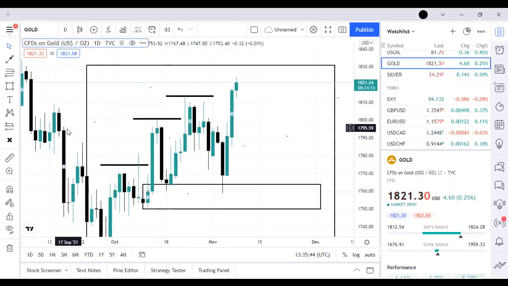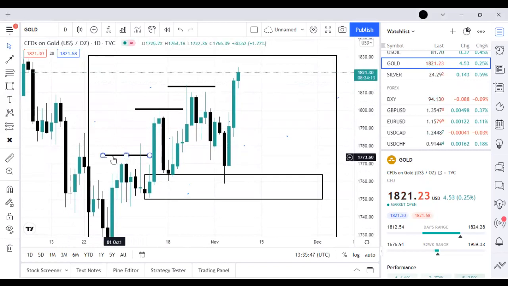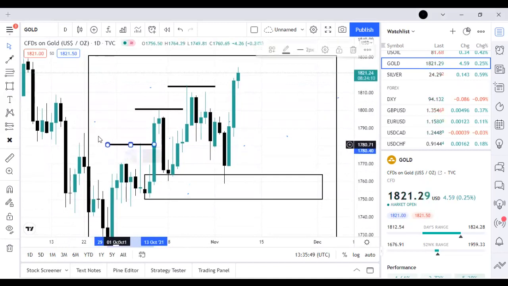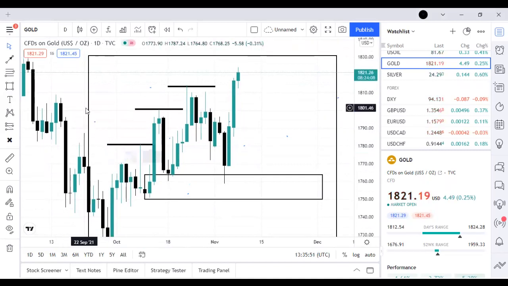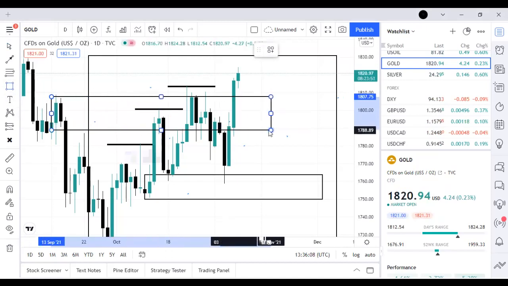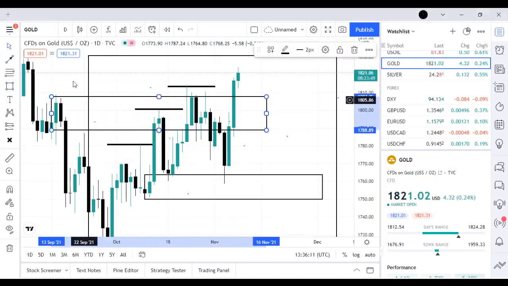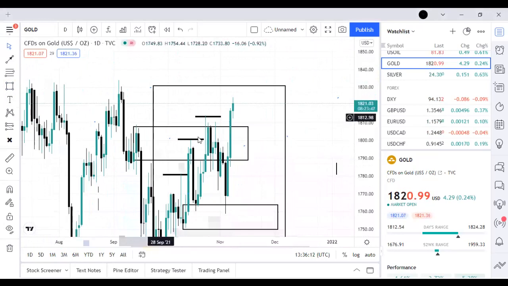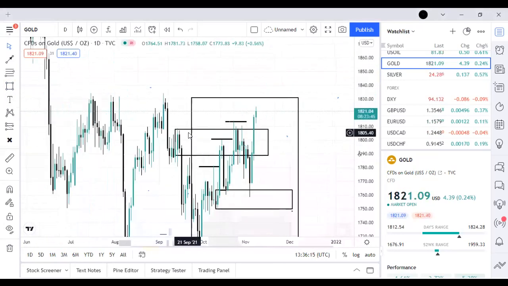But you fail to understand that we have a bigger perspective, a bigger time frame that we are actually focusing on. On our bigger time frame, we are in an uptrend, in a buy market. But what you see is a selling opportunity from this region right here.